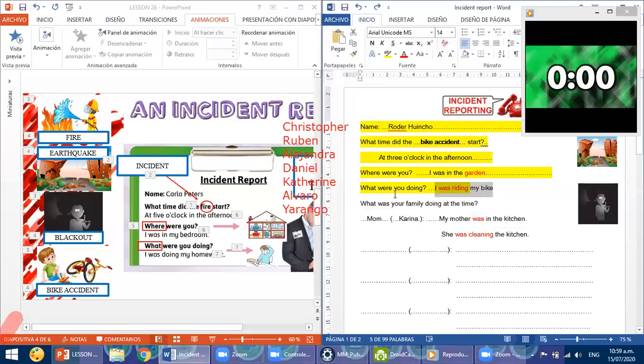Repeat this, the last part, please. What were you doing? Yeah. What were you doing? I was running. What's that? Can you repeat, please? Running. I was running. In Spanish, can you tell me? What is running in Spanish?